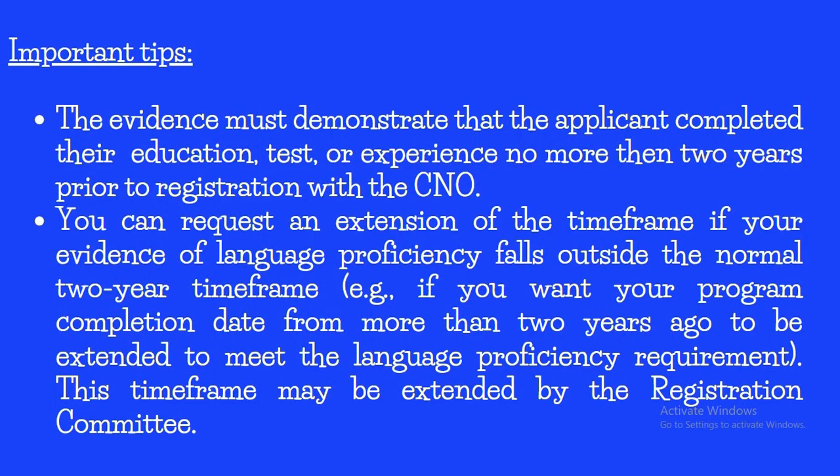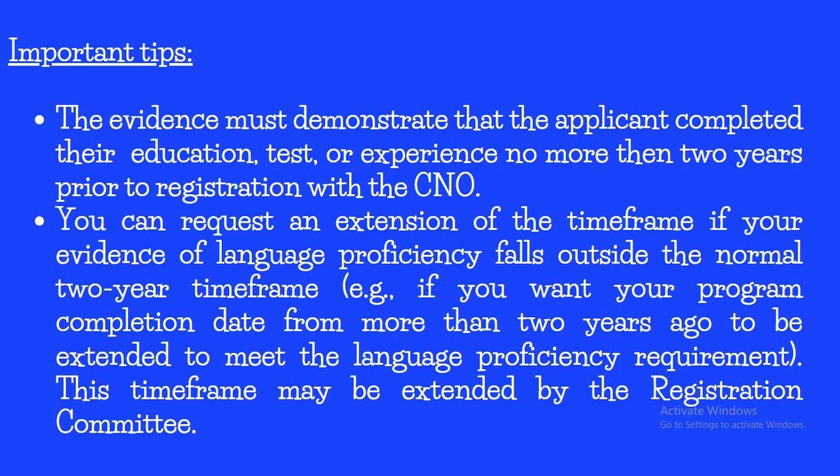So as I always give some important tips in my videos, in this also you have to keep in mind that whatever evidence of language proficiency you are demonstrating should not be more than 2 years old, right? It should be recent, within the 2 years of the registration with the CNO. And you can request an extension of the time frame if your evidence of language proficiency falls outside the normal 2-year time frame. This is for special cases in which there are unforeseen circumstances due to which you are not able to provide any of the options for language proficiency, and you want the CNO to accept your previous language test results which are beyond the 2-year time frame, right?